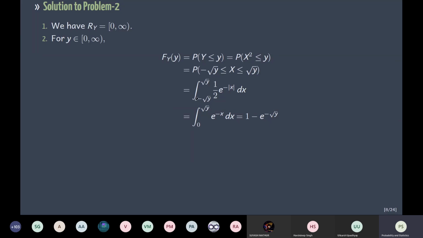So this becomes the integration from minus square root y to square root of y. We integrate the PDF. And again, one more thing we are using from calculus. Recall calculus, in particular the integration properties. So this, if you can observe, is this an even function or odd function? So is this even or odd?